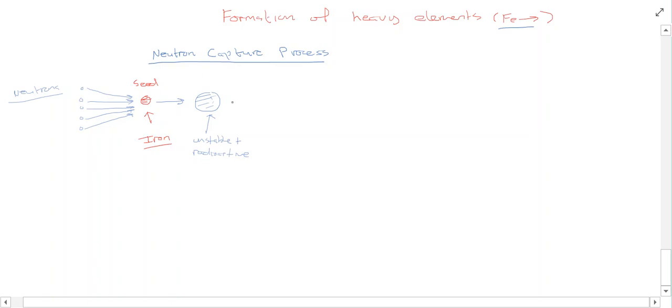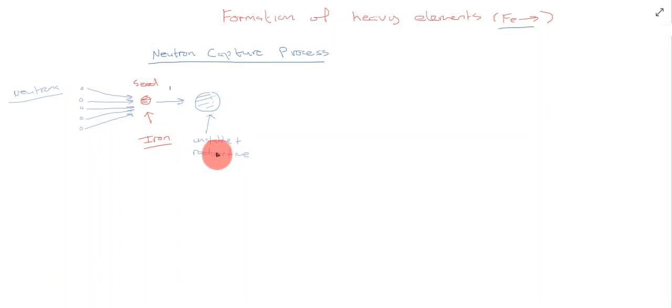That means that it wants to go back into a stabler form. So you can imagine you have this iron seed nucleus, and it gets seeded with all of these neutrons. This is where you get neutron capture. The seed nucleus captures all of these neutrons inside a neutron flux, a space where all these neutrons are being formed, and it picks them all up. As a result, it becomes a big unstable ball of a nucleus that is radioactive. Radioactive means that it will spontaneously break down.